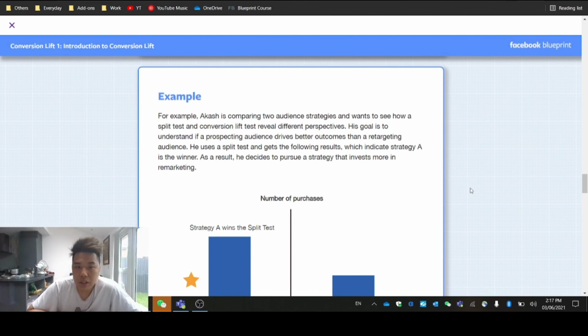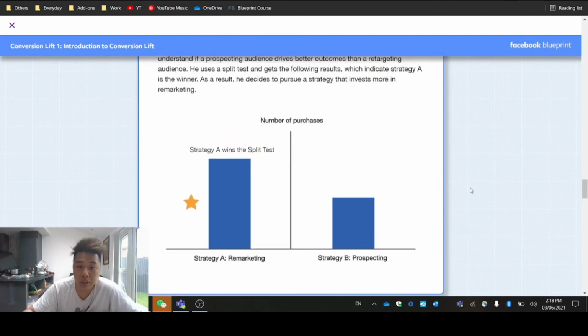For example, Akash is comparing two audience strategies and wants to see how a split test and conversion lift test reveal different perspectives. His goal is to understand if a prospecting audience drives better outcomes than a retargeting audience. He uses a split test to get results, which indicate strategy A is winning. As a result, he decided to pursue a strategy that invests more in remarketing.